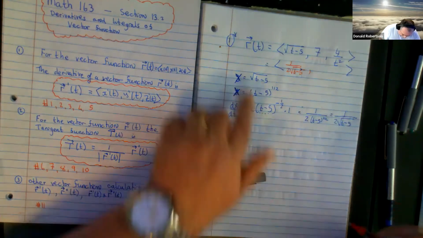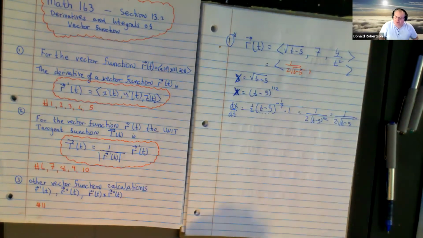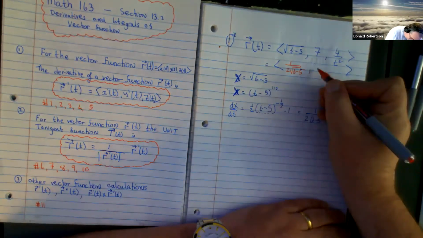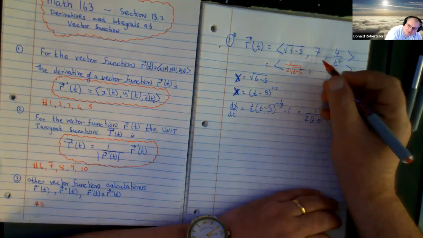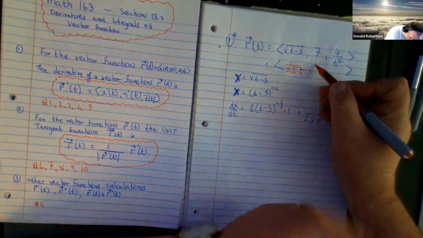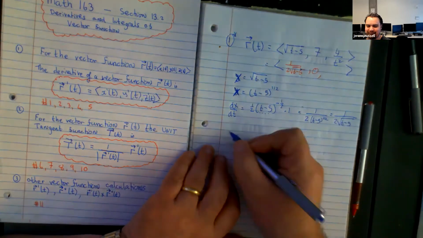I'm not going to write the working for the second one. What would you get if you differentiated the number 7? With respect to t, what would you get? Come on, 0. I know it's a silly question, but whatever.